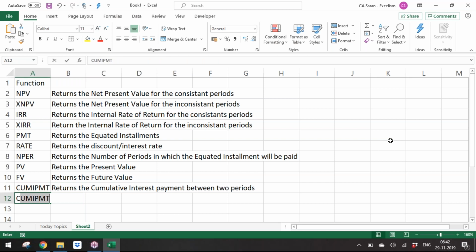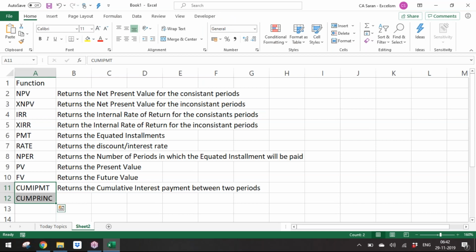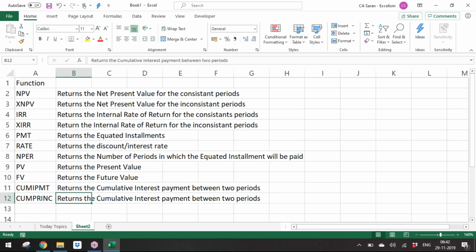There is one more function named CUMPRINC. All functions are the same. If you look into these two functions, same arguments, everything is the same except the name. In case of PV, I take FV. In case of FV, I take PV as a parameter. In case of these three, same parameters again. If you want to calculate EMI, then you need to have rate, number of periods, and present value. If you want to calculate rate, you need payment, NPER, PV. If you want to calculate NPER, the remaining three parameters are required. As simple as that. Nothing more, nothing less. This returns the cumulative principal amount.